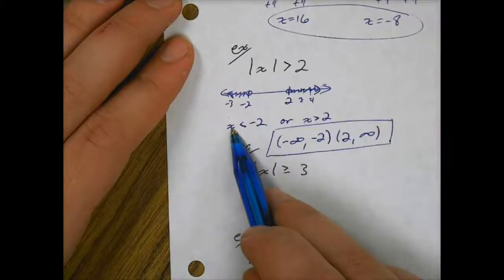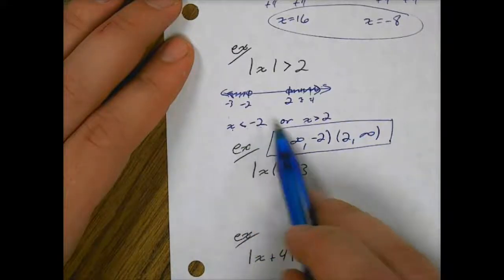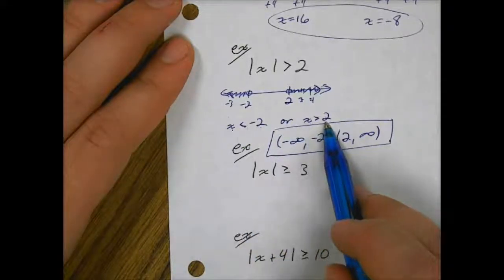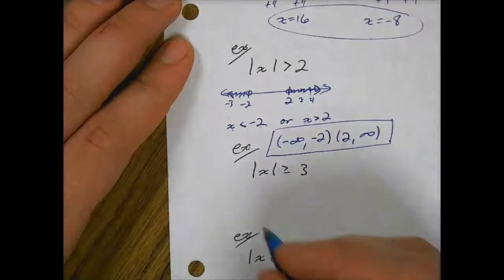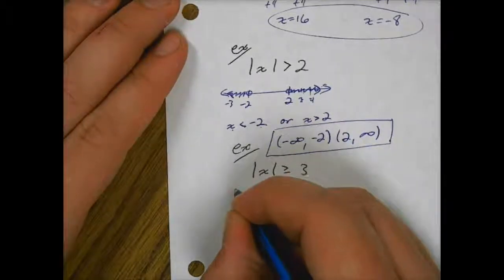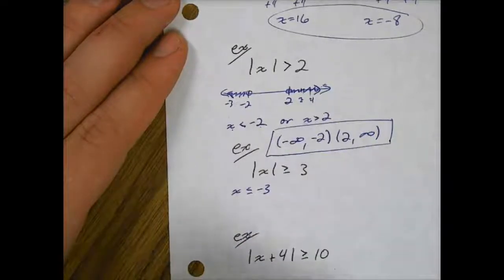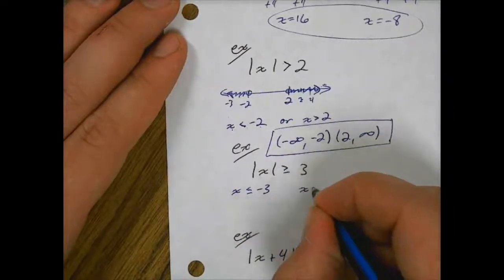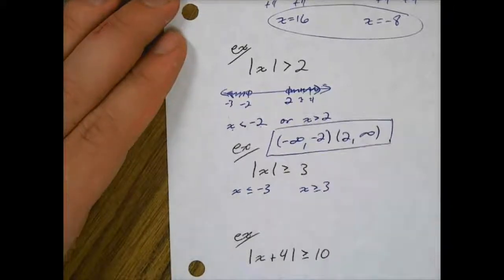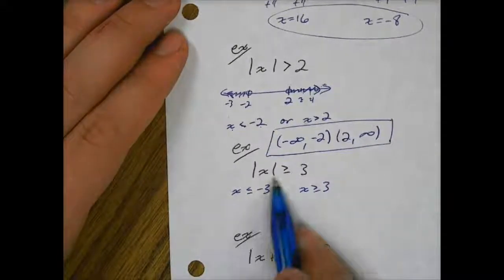So we said the variable is less than the negative number, or the variable is greater than the number. That's kind of like a shortcut that we could use if you remember that rule. So we know x is less than or equal to negative 3, or x is greater than or equal to 3. So again, think about that. Make sure it makes sense.